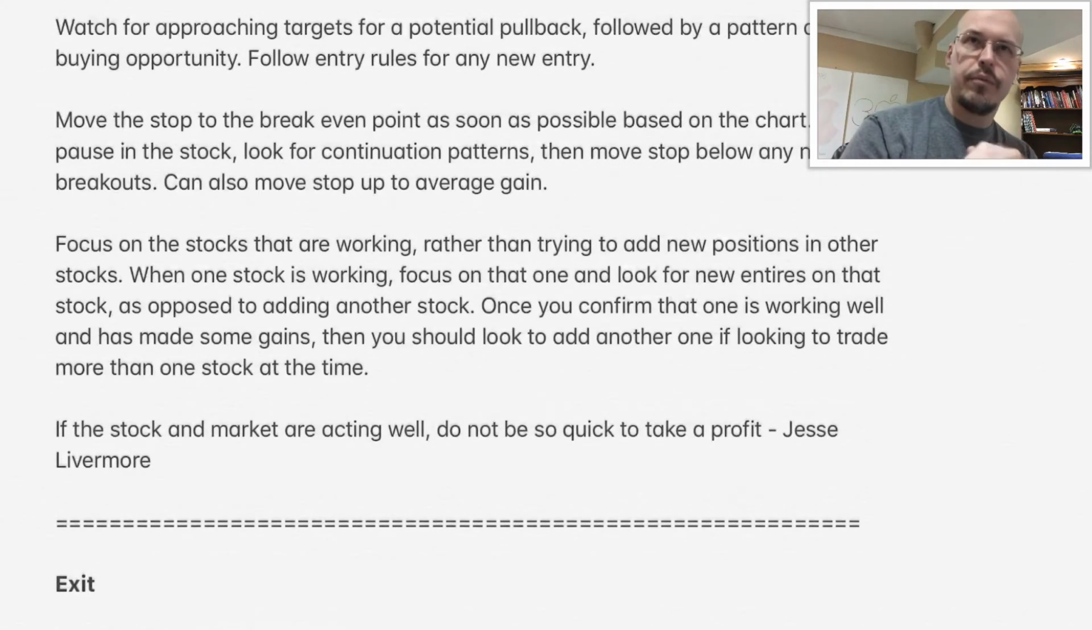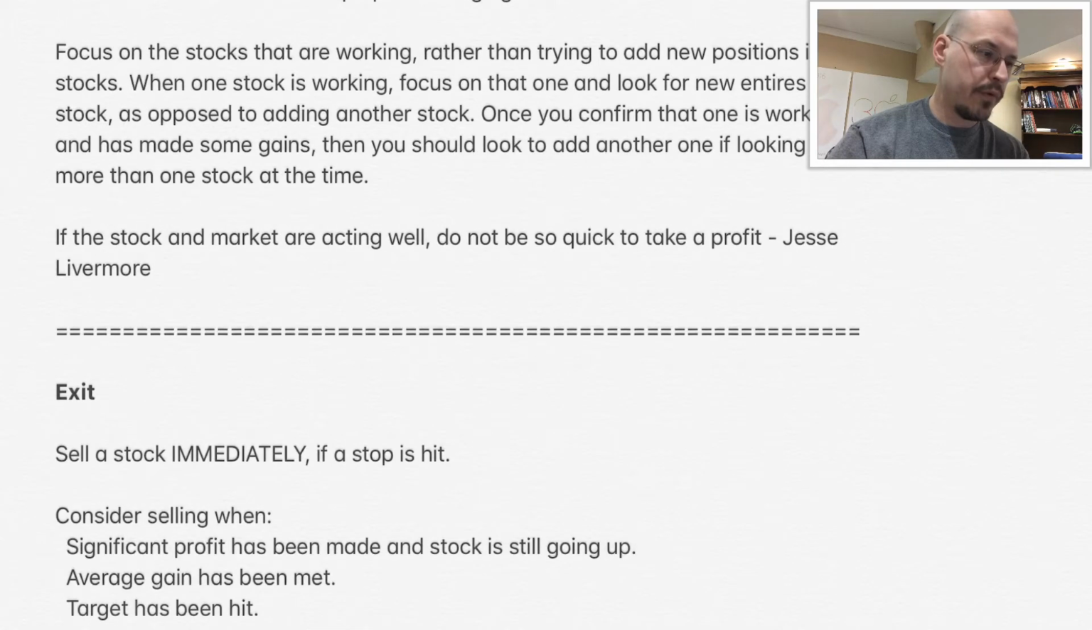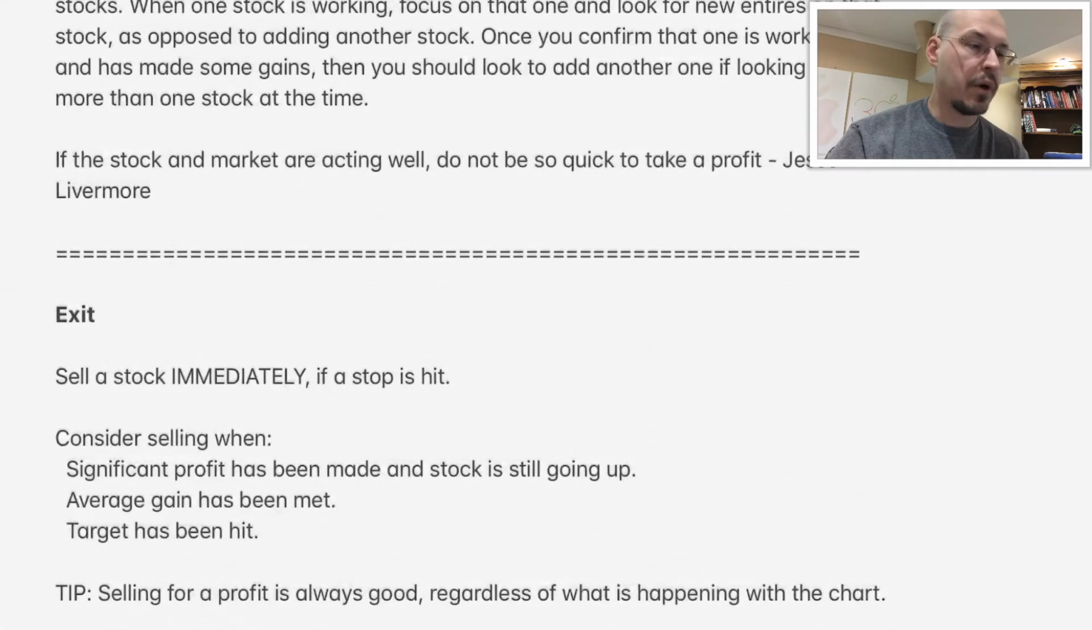And I wait for it to get there, and then I'll think about selling it, or possibly wait for another pattern from there. I'll give you this quote from Jesse Livermore: if the stock and market are acting well, do not be so quick to take a profit. That's part of me just kind of trying to hang back too. I like that quote because it makes a lot of sense.